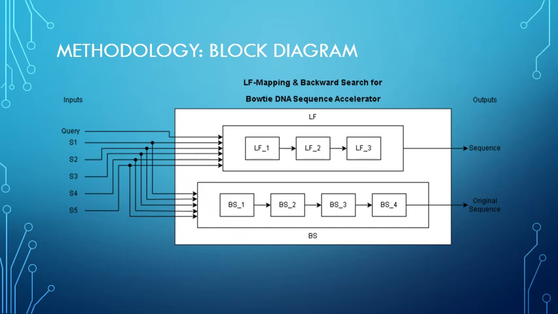So in the LF block, it will perform the operation to find the sequence based on the fragment of the sequence and take out the equivalent sequence. And then in the backsearch module, it will perform the backward process and it will reconstruct all the sequence from the beginning until the end and produce the original sequence.